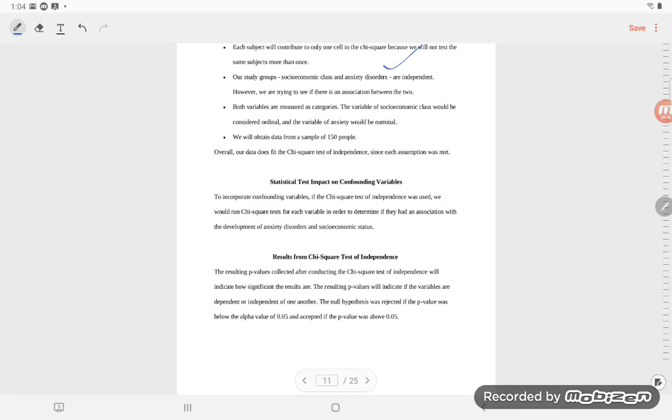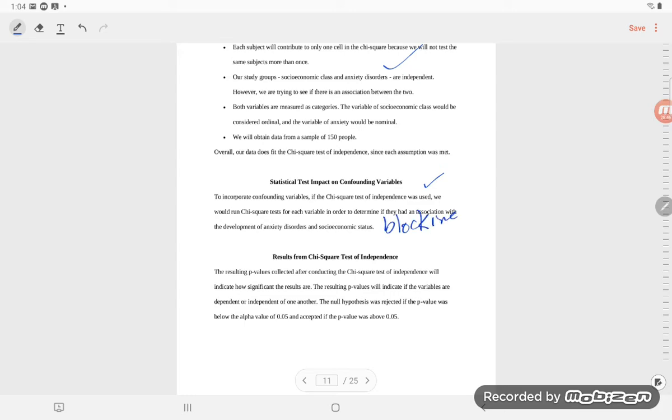Statistical test impact. So there, they put something in to incorporate the confounding variable as the chi-square was used. We would run chi-square tests for each variable. That's what they would do. It's weak. Now, why? We learned about blocking.